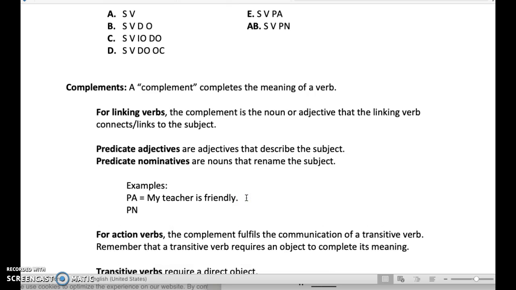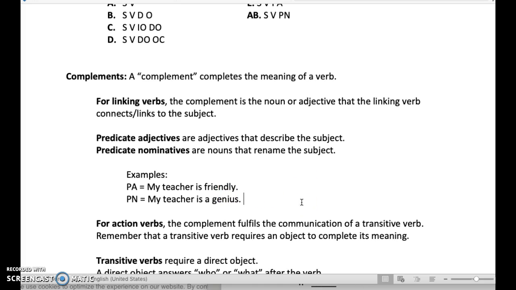A PN is a predicate noun that connects the subject to a noun that renames the subject. Here's an example. My teacher is a genius. So in this case, your subject is linked to a word that renames the subject. That's the linking verb that connects the teacher to genius. So genius is the predicate noun. Is is just the connector, okay? So linking verbs are just connectors.